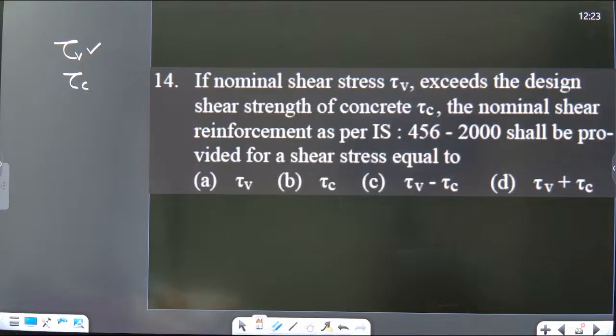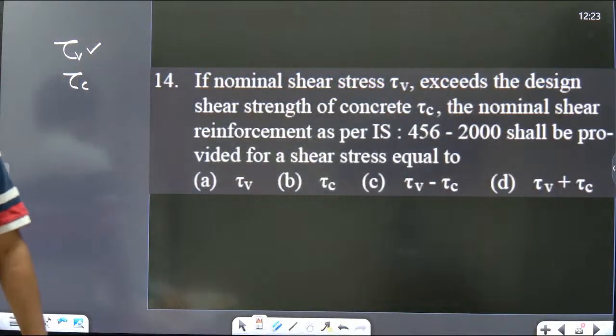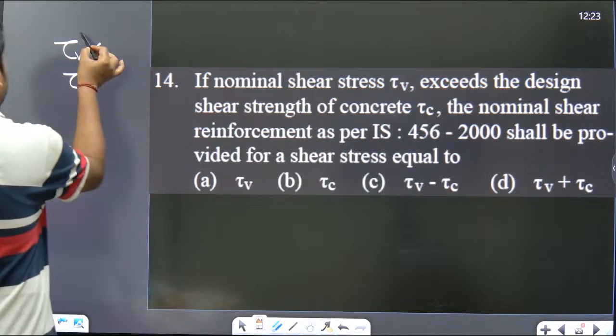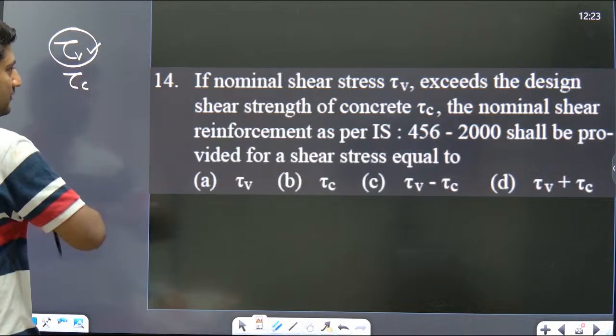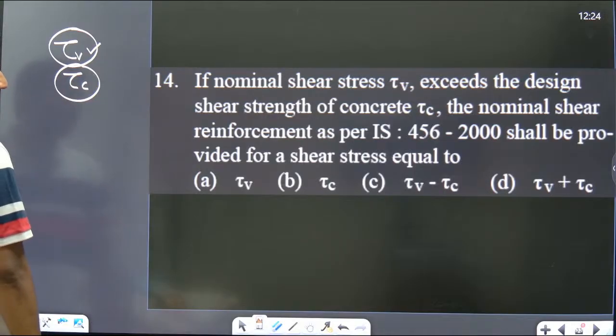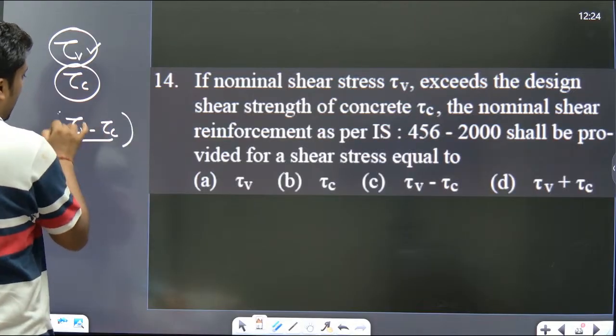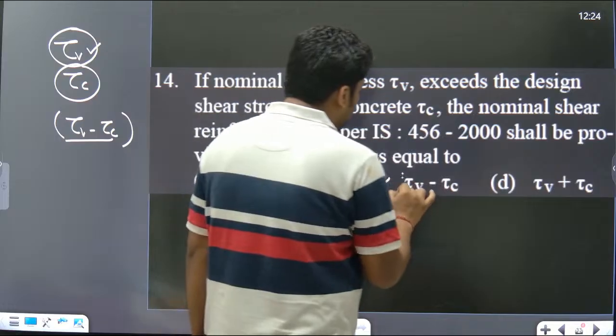Again a very good question. Now you can see what is the correct answer. Very good. If the nominal shear stress exceeds the shear strength of the concrete, the shear reinforcement will be provided for tau V minus tau C. For this shear, the shear reinforcement will be provided.